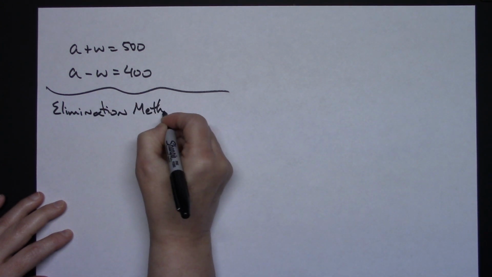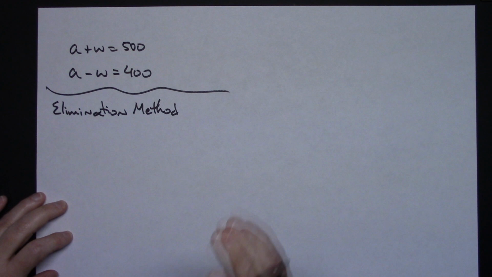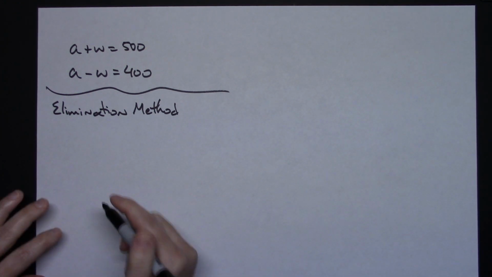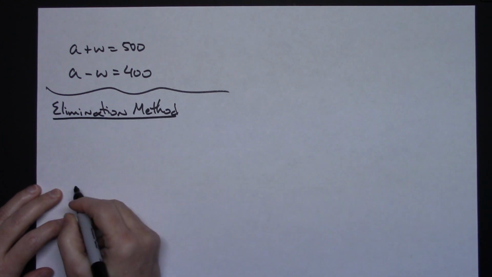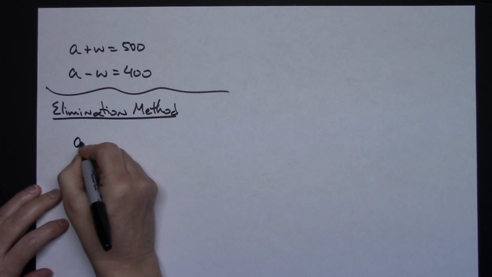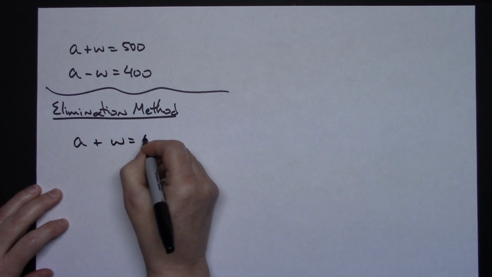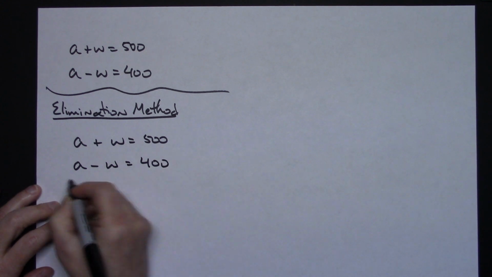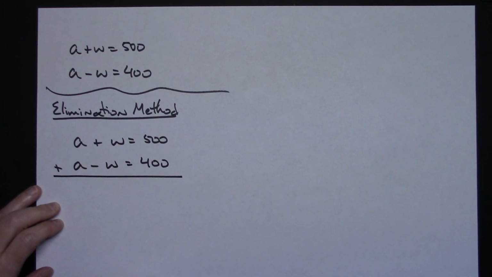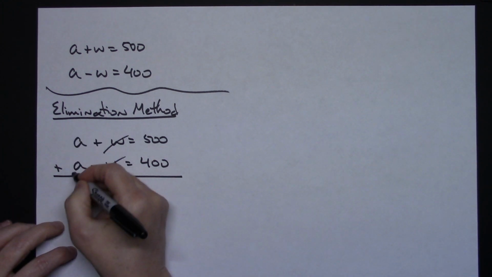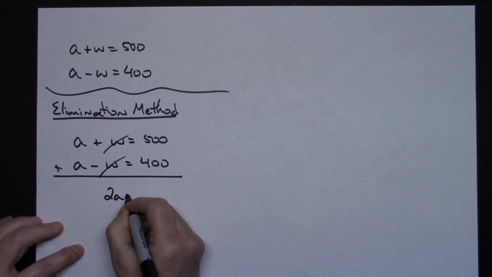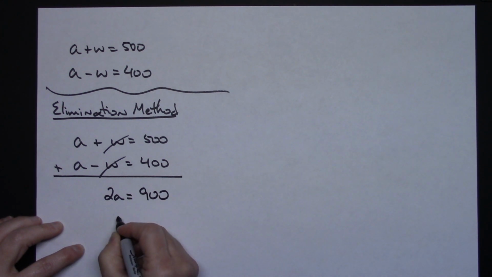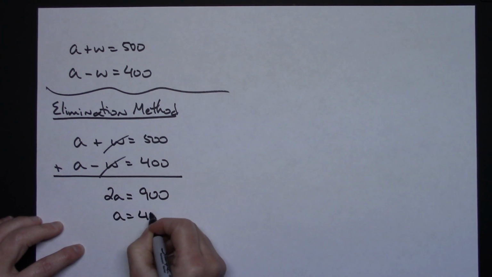Actually, I keep calling it the elimination method. In my particular 104 class, the textbook calls it the addition method. It's the exact same thing, just a couple of different names for the same method. So a plus w equals 500, a minus w equals 400. If I'm doing the elimination method, I'm going to add those two equations. These two are going to fall out right away, eliminating those variables. Adding going down, I'm going to have 2a is equal to 900, and then a is equal to 450.